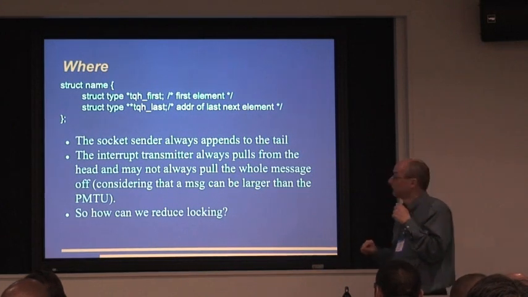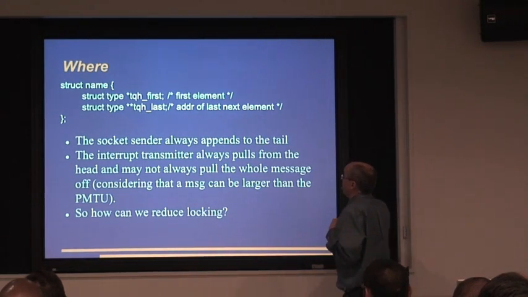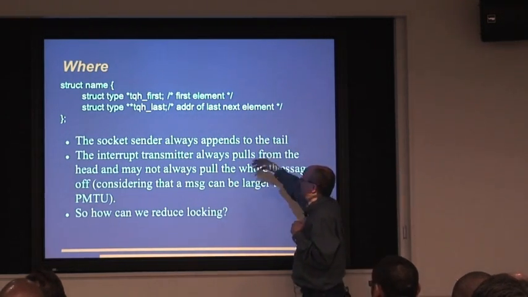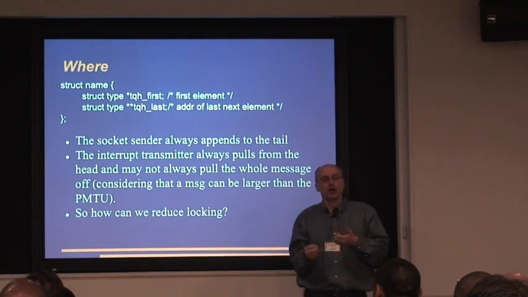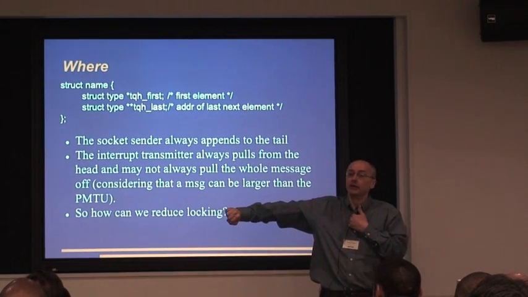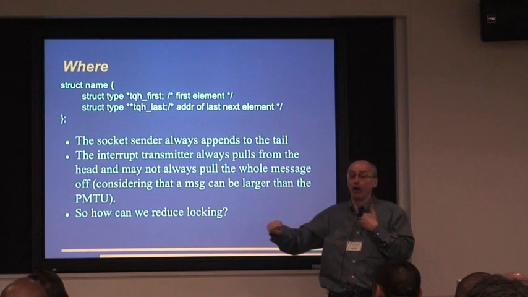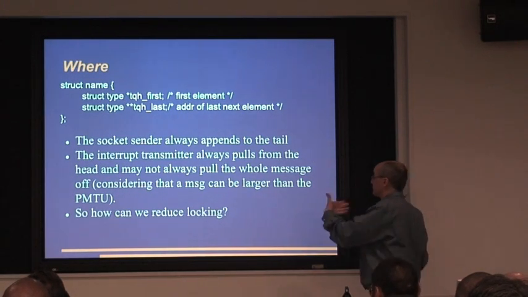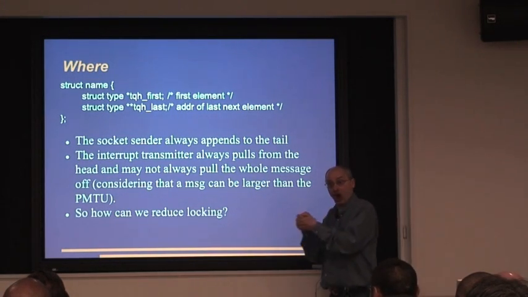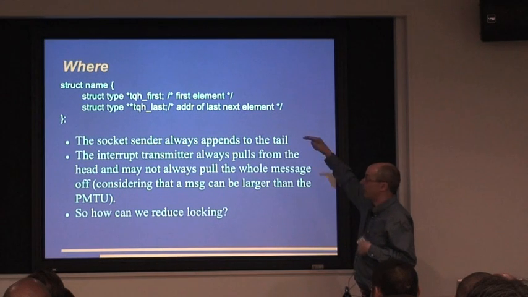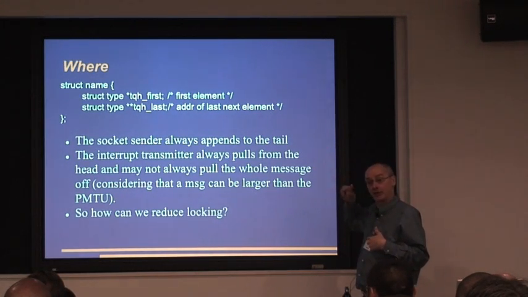So there's some things we can look at, which is the socket sender is always appending to the tail because you always drop it at the very end for the next new one I want to send out. And the transmitter is always pulling from the top. He wants the head. So we actually have a first and a last here. So that could possibly help us.